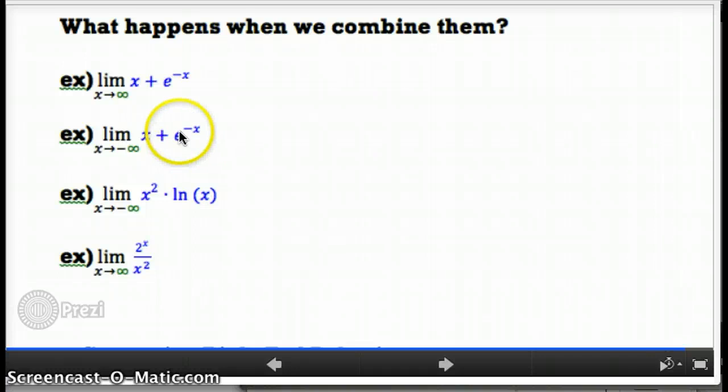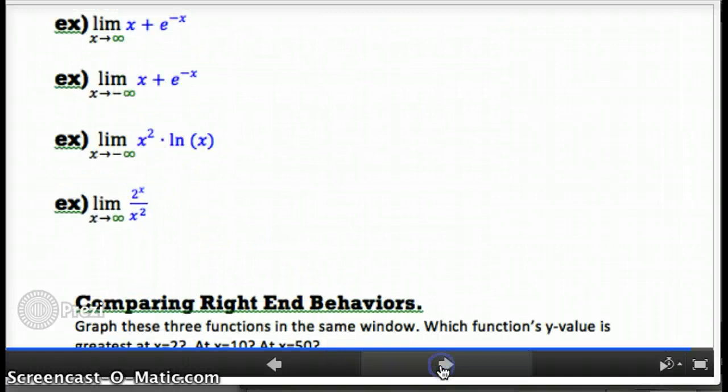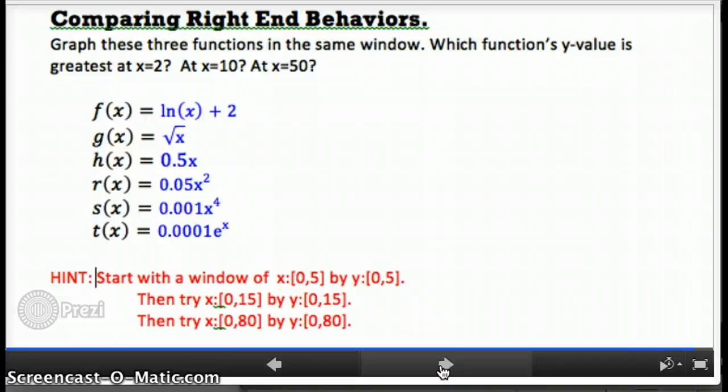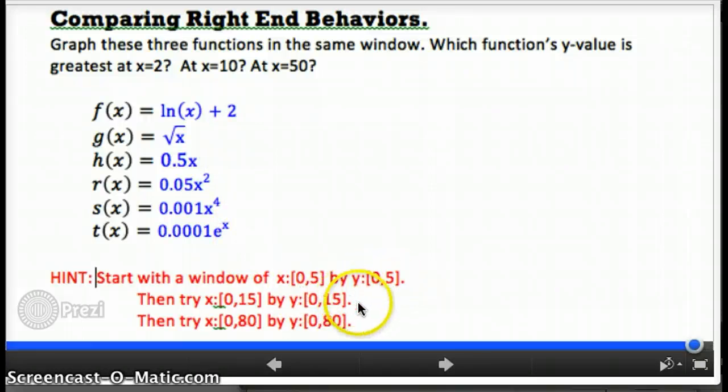And in order to evaluate these, we need to understand a relationship between the different functions. Because we have lots of functions that go to positive infinity, we need to know which ones go to infinity with the most strength. So grab your graphing calculator, and I'm going to ask you to graph all 6 of these functions in the same viewing window. I would recommend starting with this viewing window and then zooming out to this one and then to this one. And I'm going to have you answer some questions about what you see.